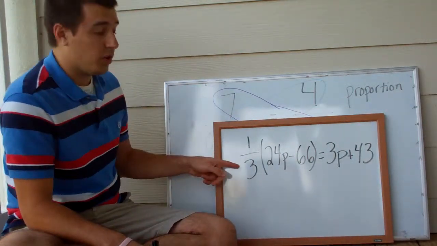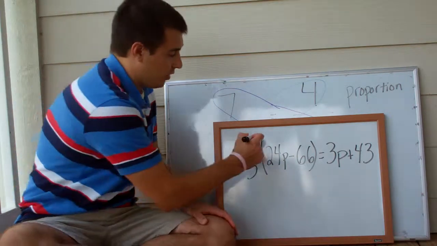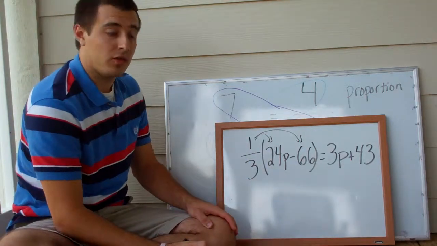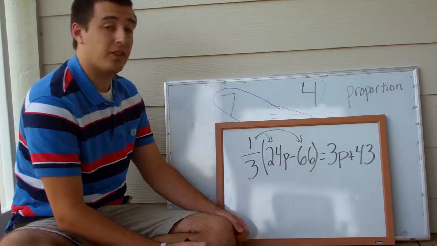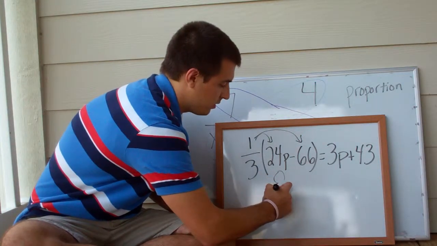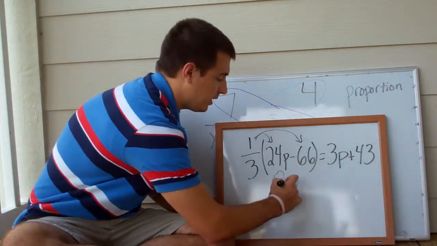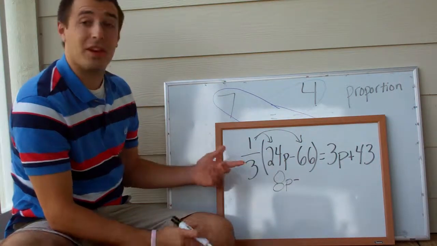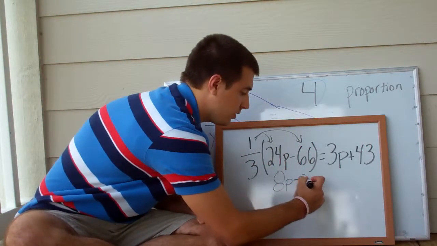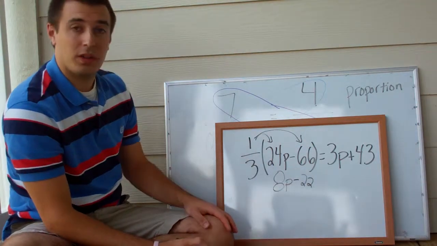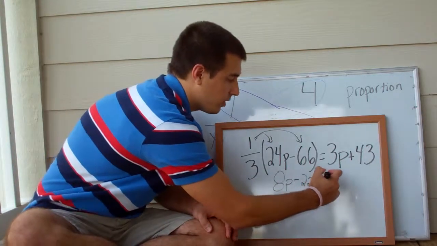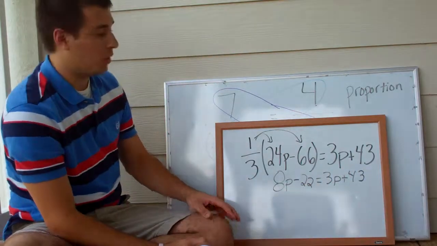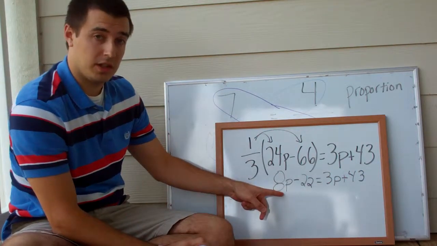First step, we have to distribute this 1/3. So 1/3 times 24, basically saying 24 divided by 3, would equal 8. So we have 8p minus 1/3 of 66, basically saying 66 divided by 3 would equal 22. So 8p minus 22 equals 3p plus 43. We just rewrite over here, but we simplified over here.